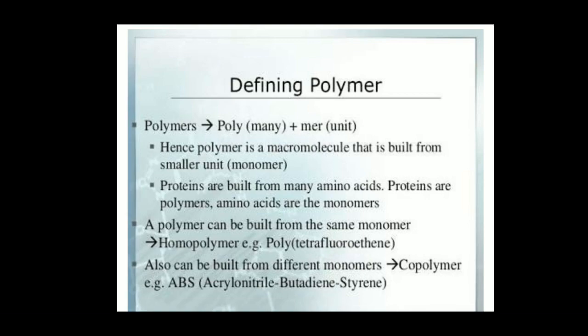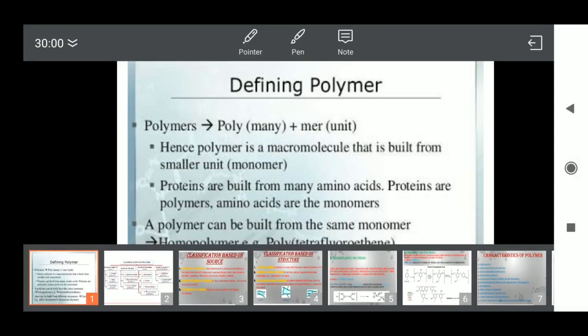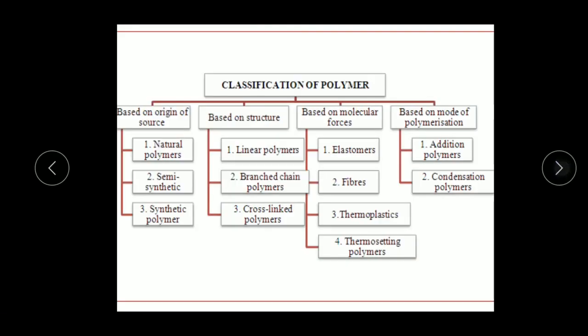A polymer can be built from the same monomer, so-called homopolymer, for example polytetrafluoroethylene. It can also be built from different monomers, so-called copolymer, for example ABS materials: acrylonitrile, butadiene, and styrene. Let's move on to the next slide. Yes, here we go.